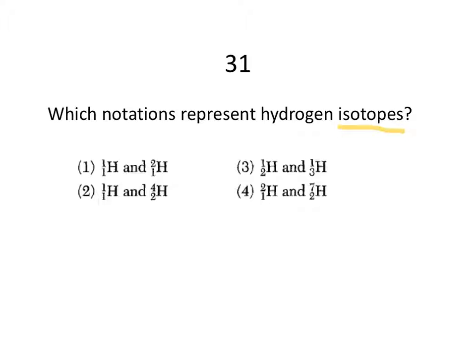For those that don't have the same bottom number, or the number of protons, we can eliminate them. So 1 has the same, 2 has different, so we can eliminate it. 3 has different, so we can eliminate it, and 4 has different, so we can eliminate it. So by elimination, we can then identify that the correct answer is this one.